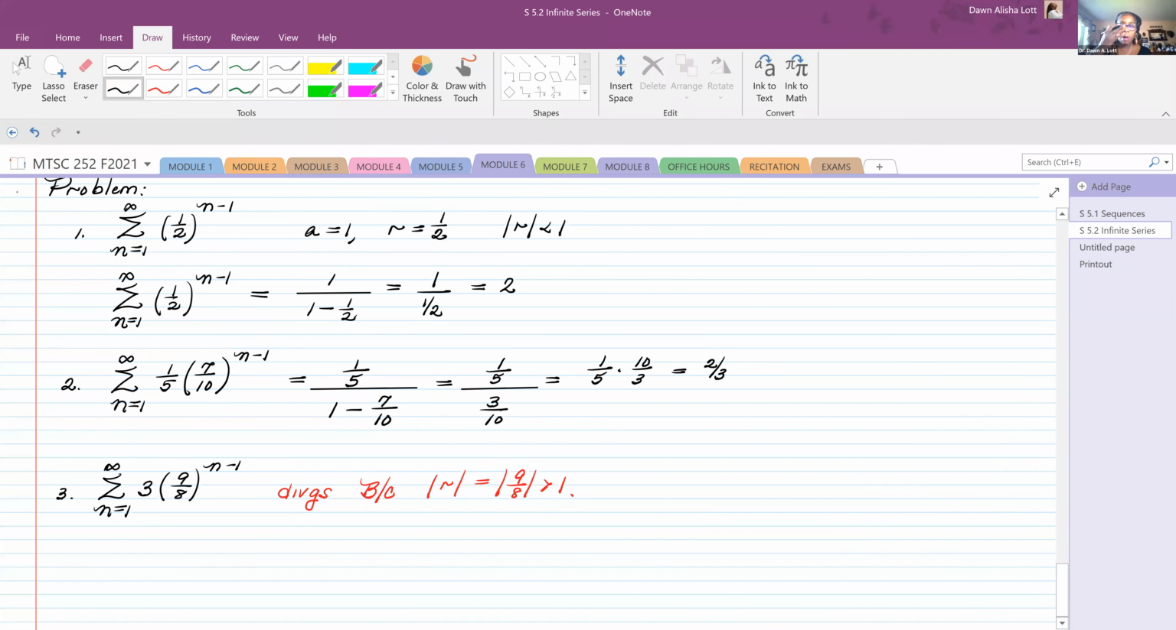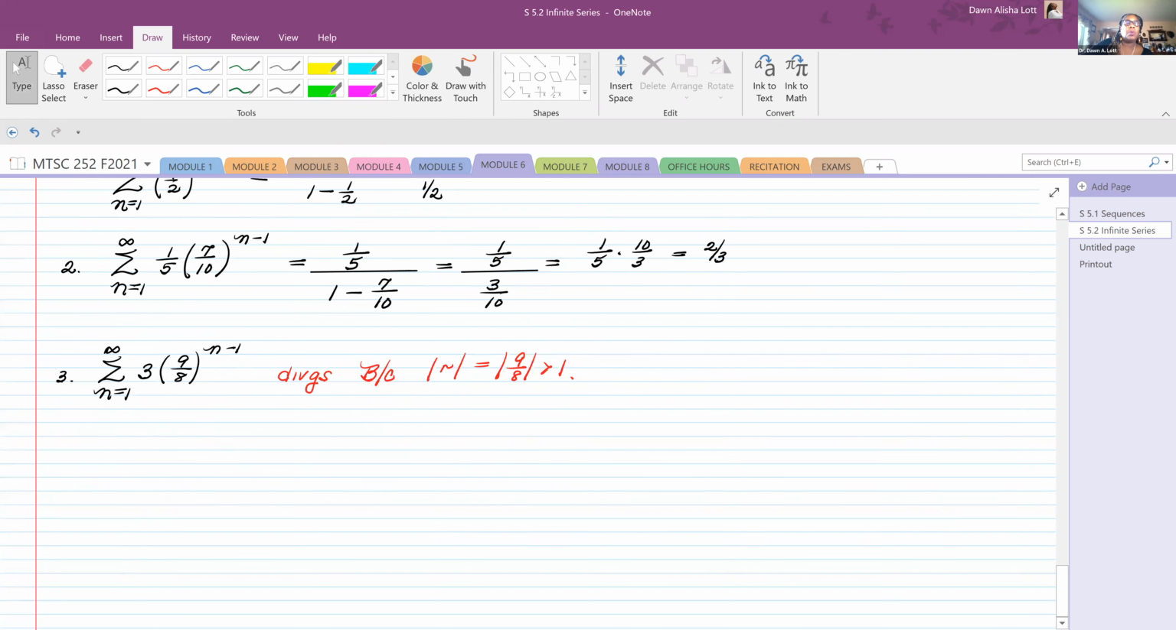If that number r is bigger than or equal to 1, it diverges. You can only have a sum when the absolute value of r is less than 1. And it works with negative numbers. The sum n equals 1 to infinity of 1/2 times negative 1/3 to the n minus 1. I can see here that a is 1/2 and r is negative 1/3.